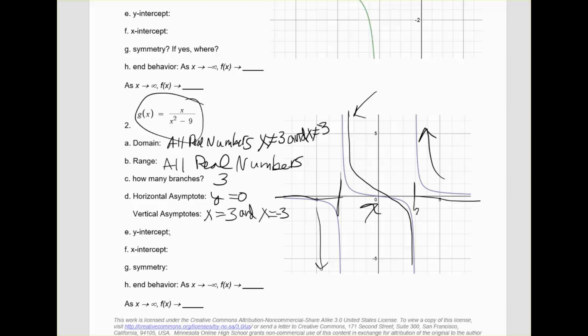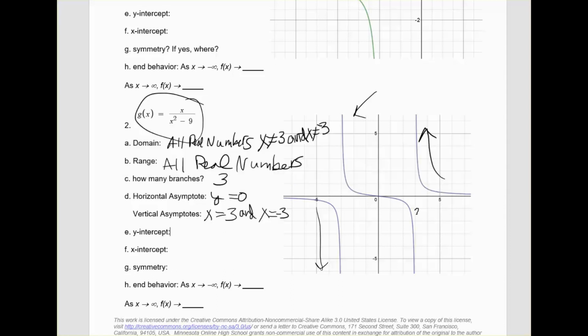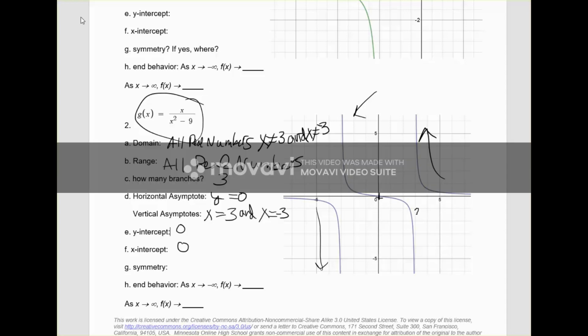Y-intercept, let me erase my mark so I can see what was originally there. Looks like the y-intercept is at 0. X-intercept, there's none here, there's none over here, but there's also an x-intercept and a y-intercept at the same point, so there's 1 there.